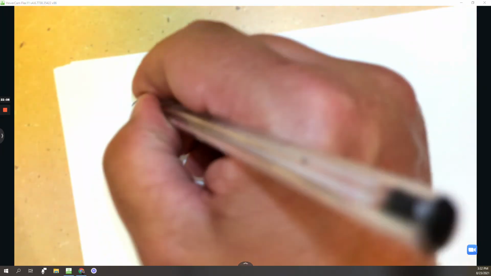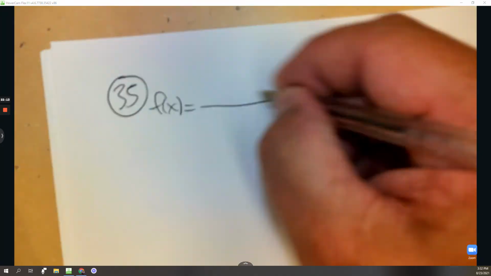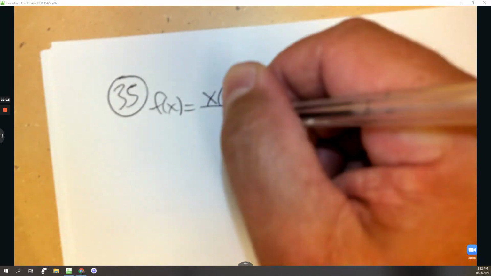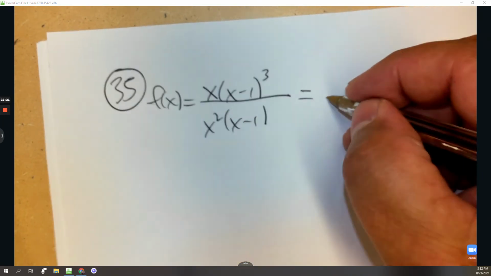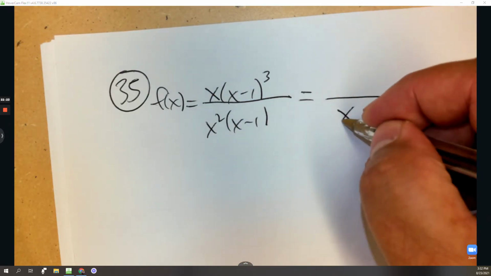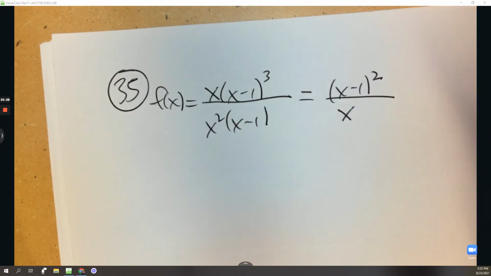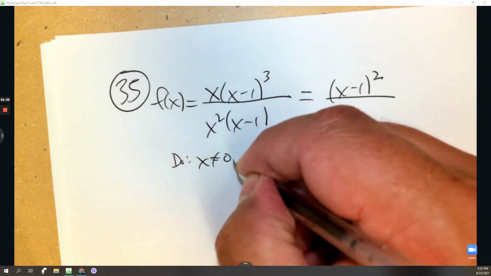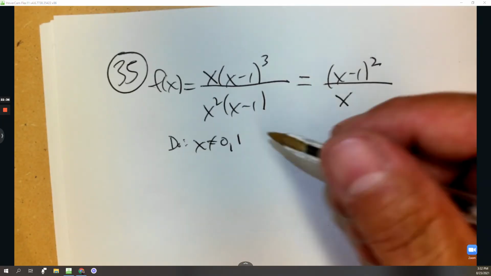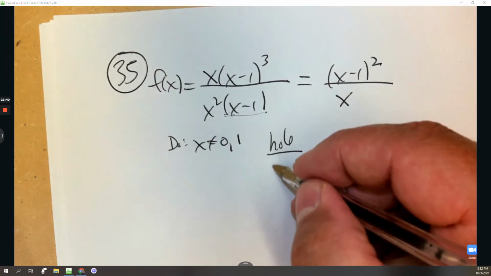35. We have f of x equals x times (x minus 1) cubed, x squared over x minus 1. So we're going to simplify it. So x makes x squared just an x. X minus 1 makes this (x minus 1) squared. So a few different things here. The domain: x cannot equal 0 or 1. Recognize that x minus 1 was removed. So there's a hole in the graph at +1.